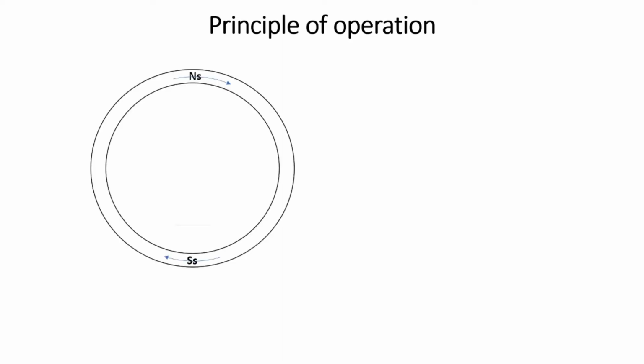Now let's discuss the principle of operation of synchronous motor. When a three-phase winding is fed by a three-phase supply, a rotating magnetic field of constant magnitude which is rotating at synchronous speed is produced. Let's consider a two-pole stator. The stator poles are marked as N and S. This is the stator part and this is the rotor.